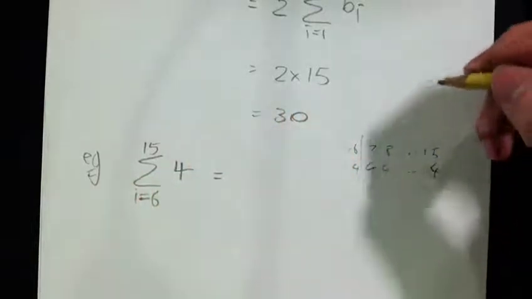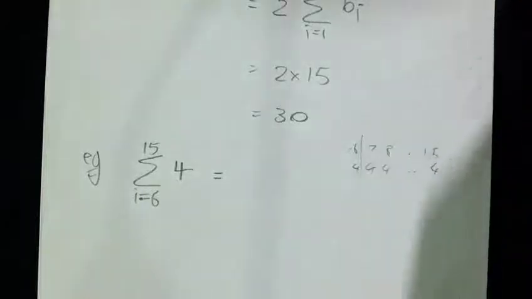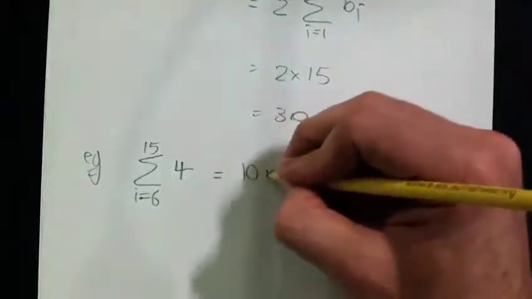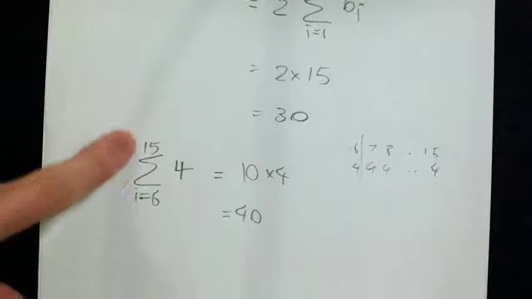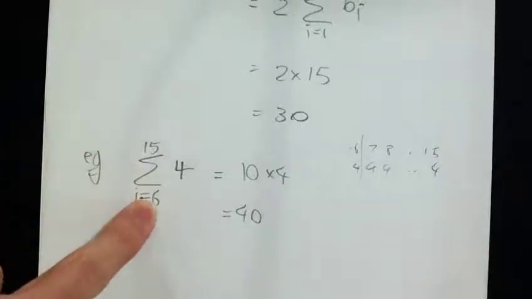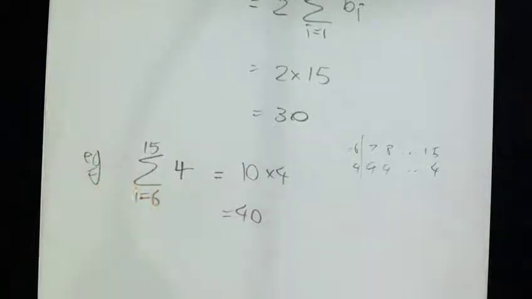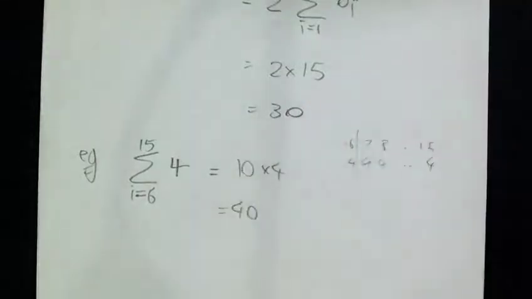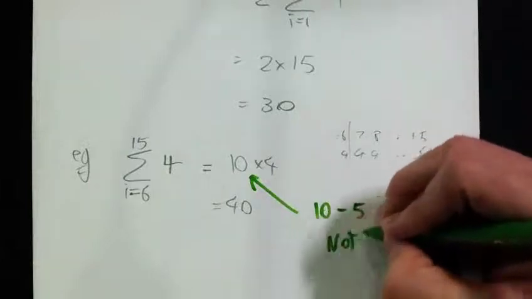So if you look at how many numbers there are here, 6, 7, 8, 9, 10, 11, 12, 13, 14, 15, there's 10 numbers here, but 15 minus 6 is only 9. So I actually have 10 4s. So the key thing to note is that if you do have sums like this, don't take off 6 or whatever the bottom number is, take off the next number down because you want to leave the 6 in there. So that is actually 15 minus 5, not 15 minus 6.